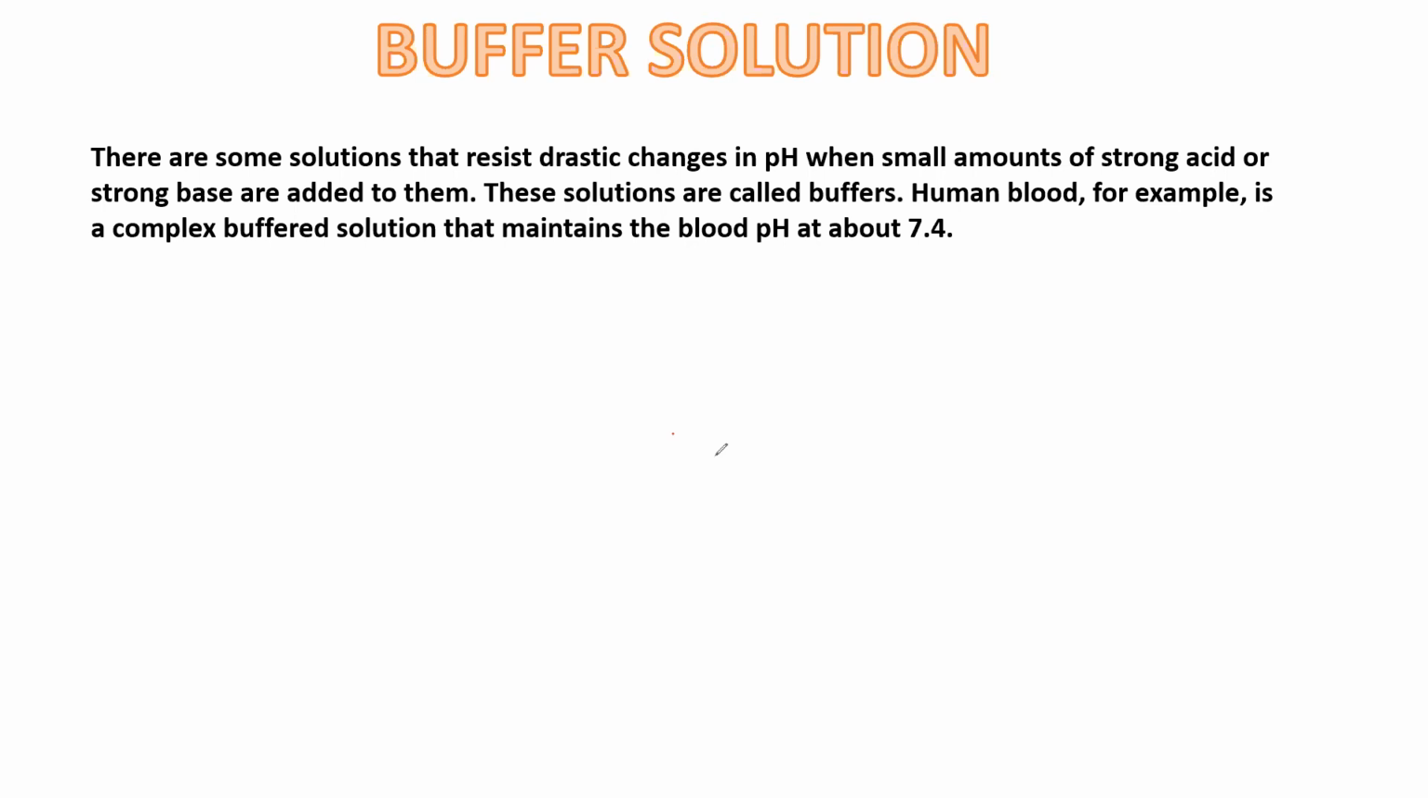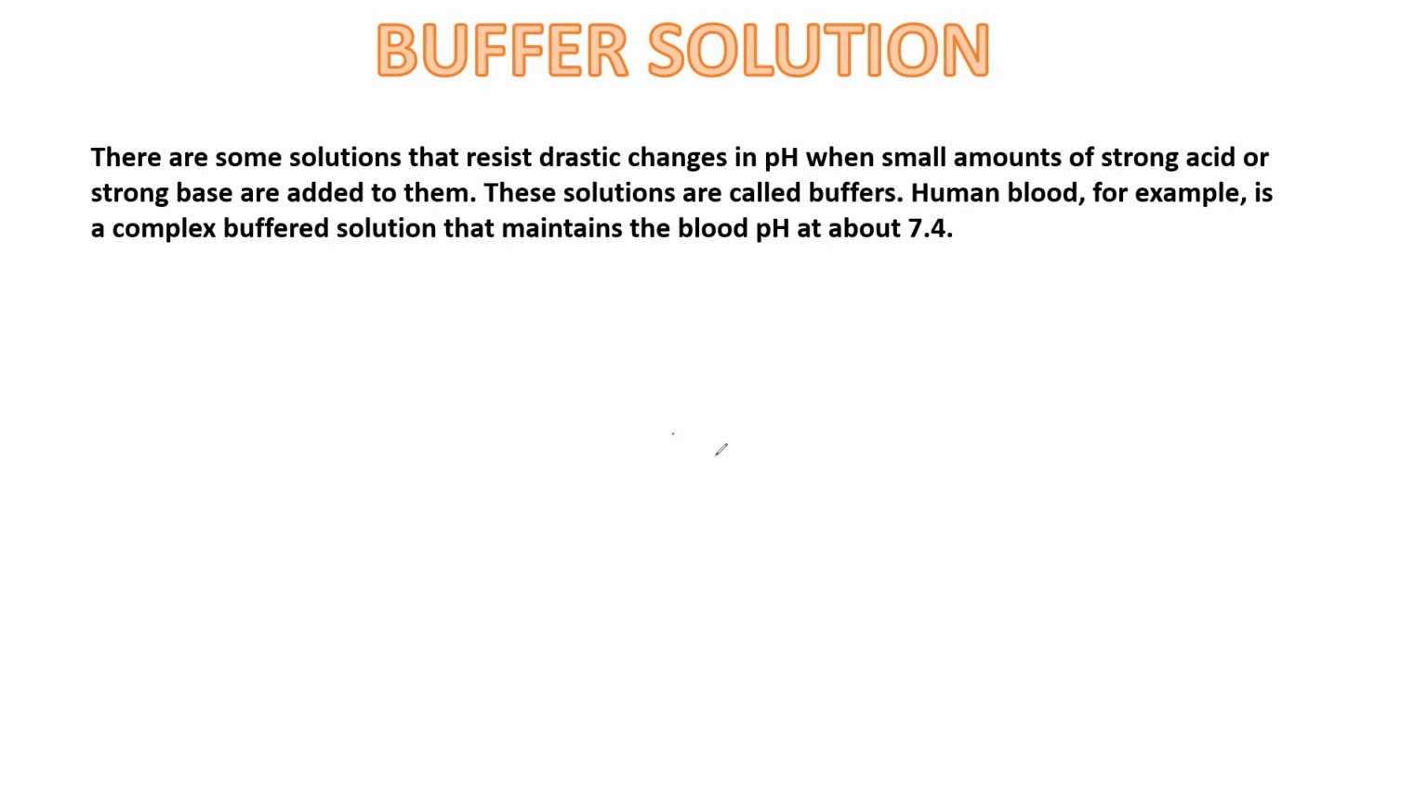So what do you mean by buffer? There are some solutions that resist drastic changes in pH when a small amount of strong acid or base is added to them. What it means is, when you add a small amount of acid or base to these solutions, the pH of that solution won't change. It will remain constant, provided you are adding a very small amount of acid or strong base. We call such solutions buffers. Human blood is also a buffer, which maintains the pH at 7.4. I hope this definition is clear.